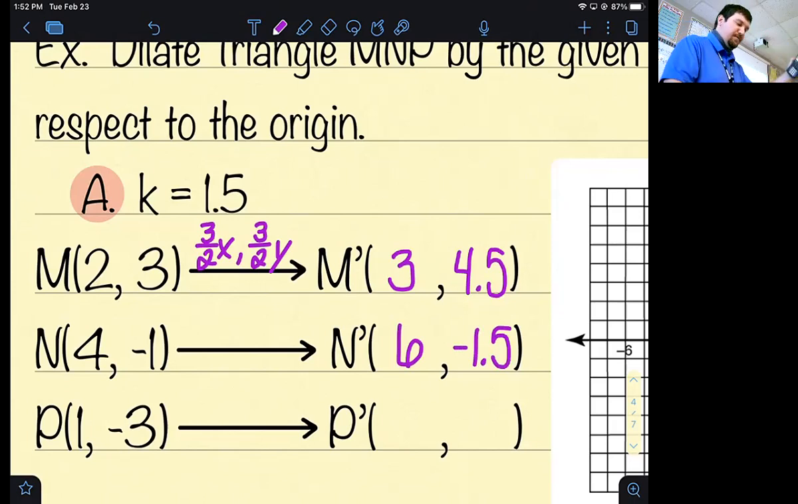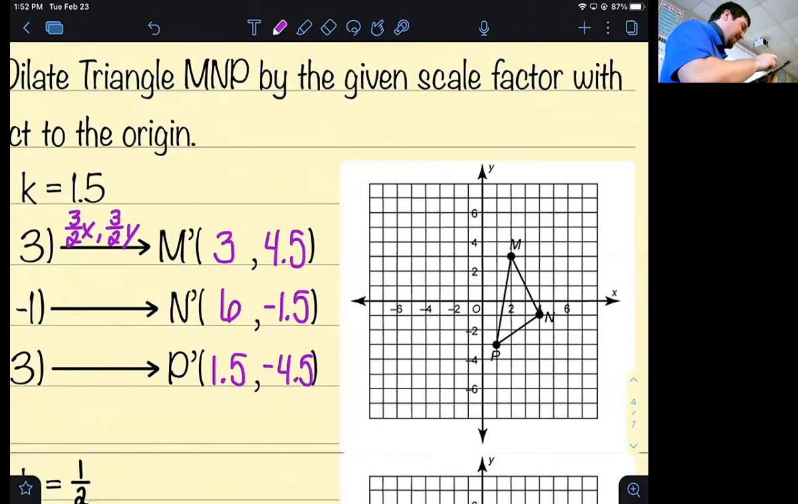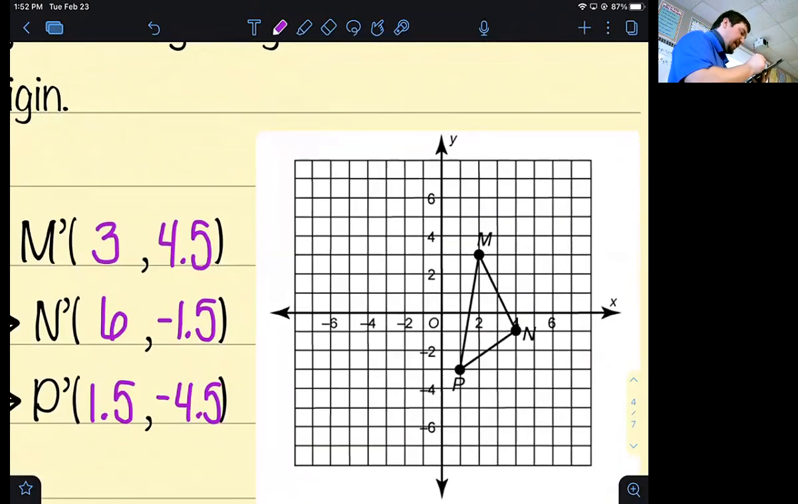What's 1 times 1.5? 1.5. What's -3 times 1.5? Good. Couldn't you also just multiply the number by 3 and divide by 2? Yes. Very similar to what we did when we worked with spheres. We had to multiply by 4/3. Do you remember that? 4/3 pi r cubed. We multiplied by 4 and then divided by 3. You seem like you have a good memory of that. All right. So then I'm going to graph these. My M prime is going to be at 3, 4.5.